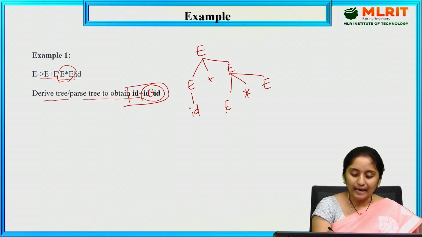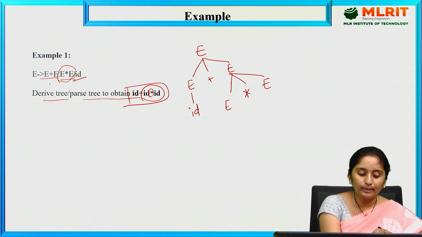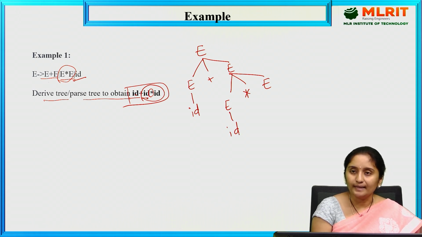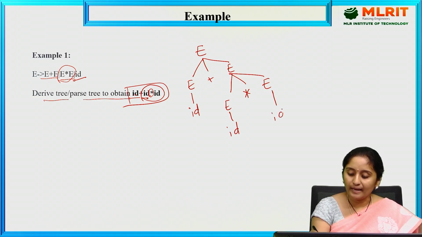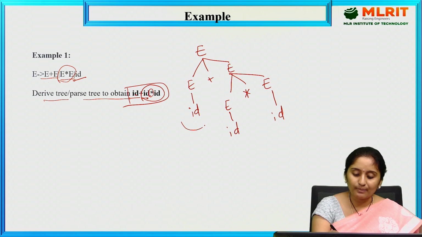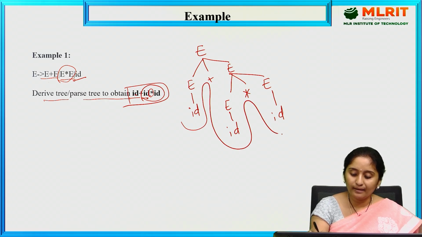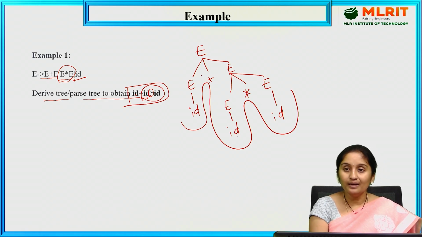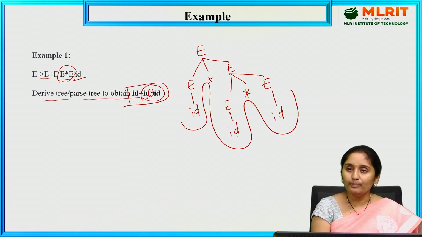So now the E non-terminal can be replaced with ID or E plus E or E star E. But for me, the second string is ID, so I'm replacing it with ID. Next, the one I'm having is ID. So what I got here, the string is complete, ID plus ID into ID. So by applying the leftmost derivation, I have derived the string ID plus ID into ID.